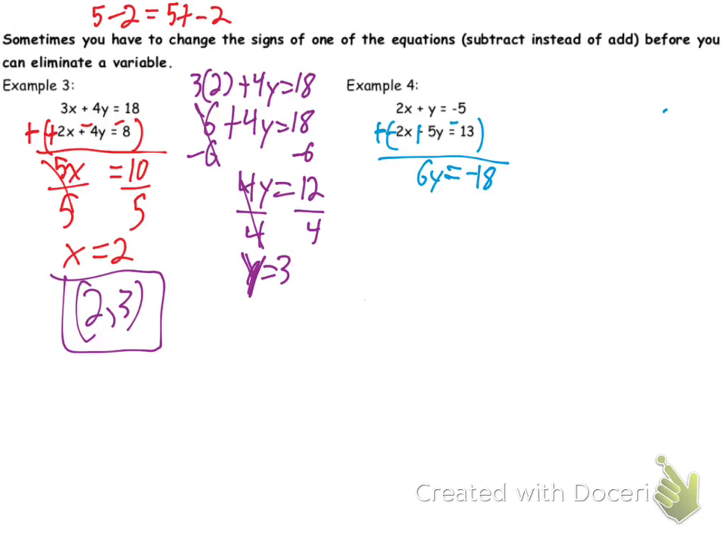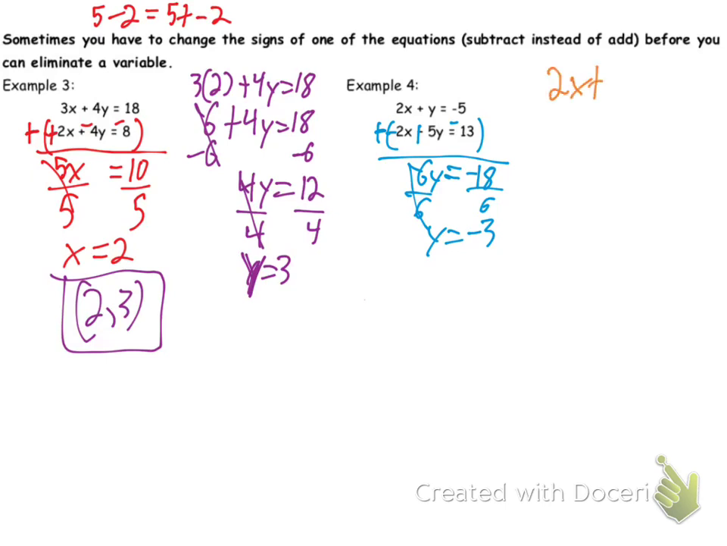Hey, what do we have to do when we have 6y equals negative 18? Divide by 6. What's y equal? Negative 3. Now what can we do after we find y? Plug it in and find x. Where do we plug it in at? Top equation, because we haven't messed with that one yet, have we?